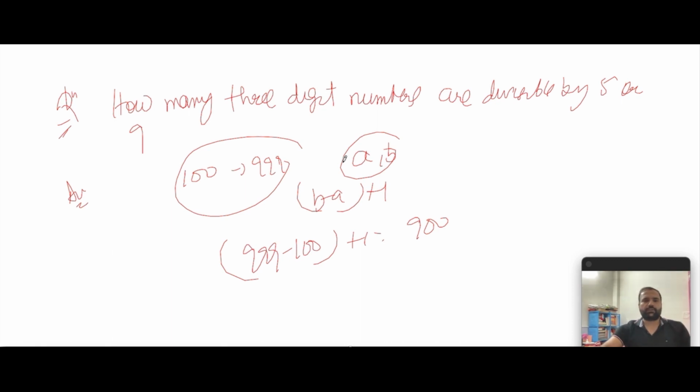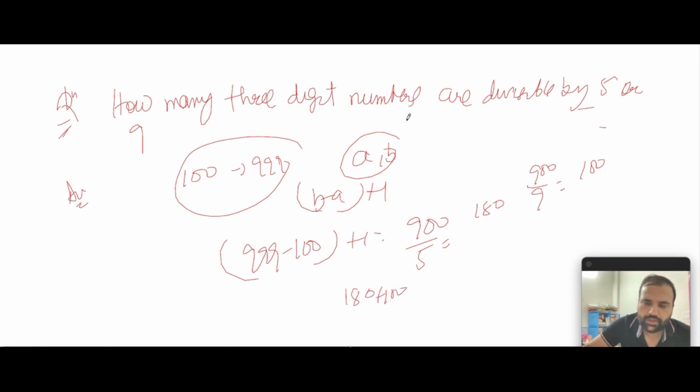Now we need to find how many 3-digit numbers are divisible by 5 or 9. Very simple. Divisible by 5 would be 180, and by 9, 900 divided by 9 gives us 100. So 180 plus 100. But that's not the solution, because it is asking for numbers divisible by 5 or 9, not 5 and 9.